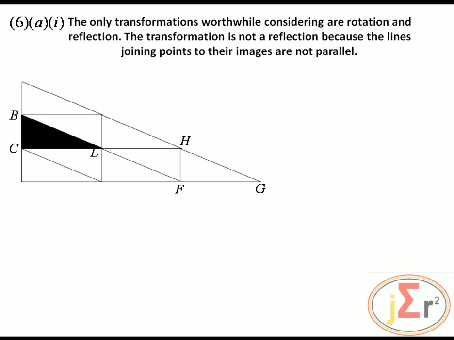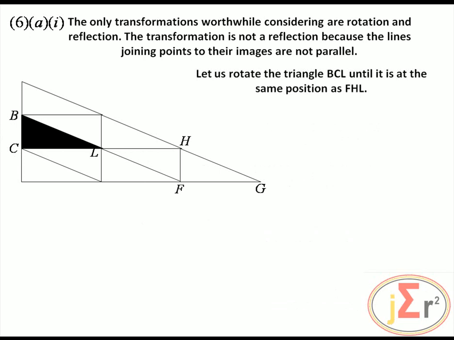The transformation is not a reflection because the lines joining points to their images are not parallel. In a reflection, the lines joining points to their images are parallel. So say F is the image of B. Notice the line that goes from B to F, and also H is the image of C. Notice that this line goes here and this one goes there. They are not parallel, so we are sure that it is not a reflection.